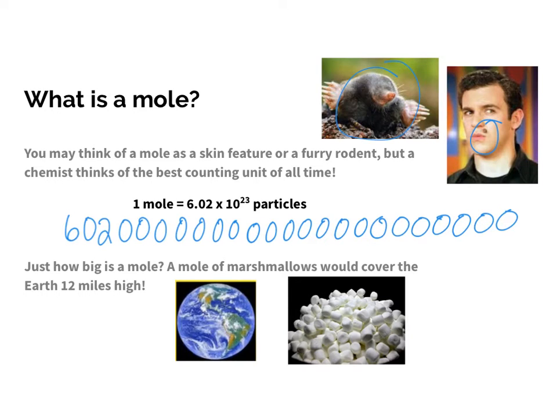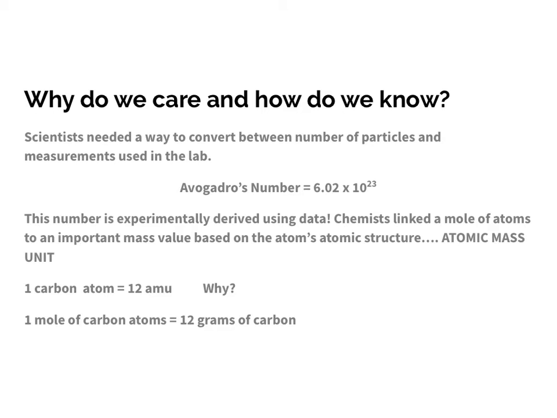So recall that I said that chemists really need this simplified unit to help them make sense of the measurements that they're taking. Scientists need a way to convert between the number of particles and the measurements used in the lab. The number 6.02 times 10 to the 23rd is also known as Avogadro's number. This number is experimentally derived using data, and chemists are able to link a mole of atoms to an important mass value based on the atom's atomic structure, the atomic mass unit.